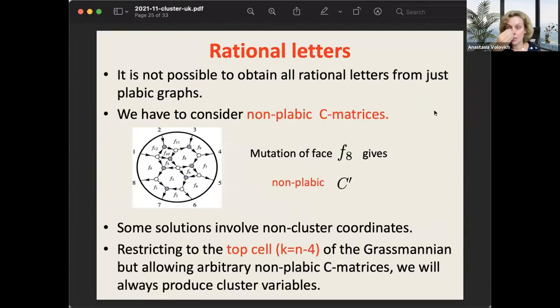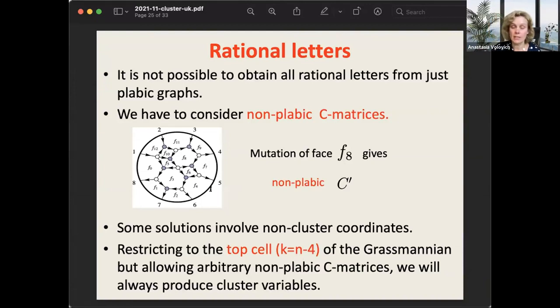Then come the rational letters, and we were puzzled because we couldn't get all the rational letters just from Plabic graphs. So we really have to consider non-Plabic matrices. We take the Plabic graph, write down the quiver, the dual quiver, and then mutate on faces. For example, you can mutate on face F8 in this graph and get a non-Plabic C matrix, and then you solve CZ equals 0 for that non-Plabic C matrix. It turns out this procedure is necessary in order to get all the correct rational letters.